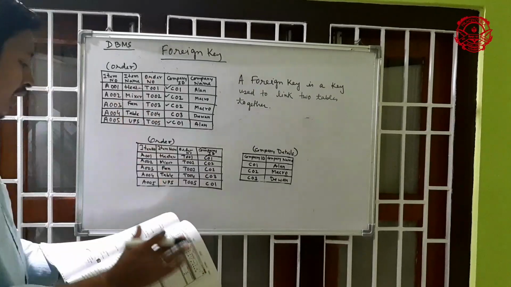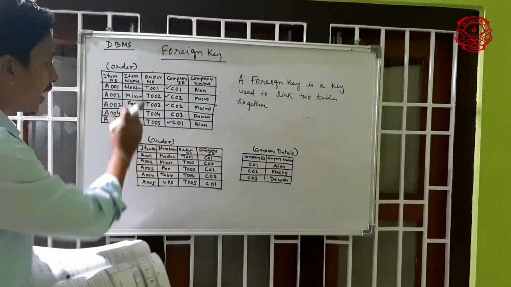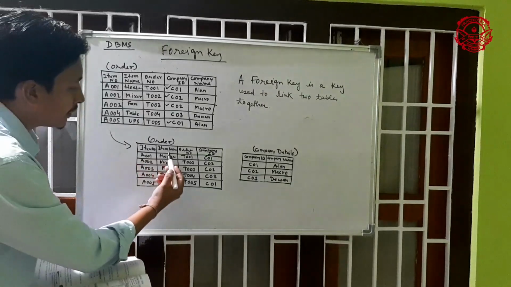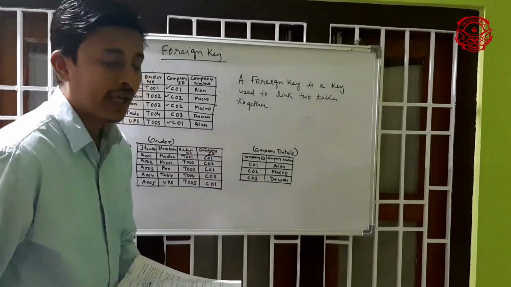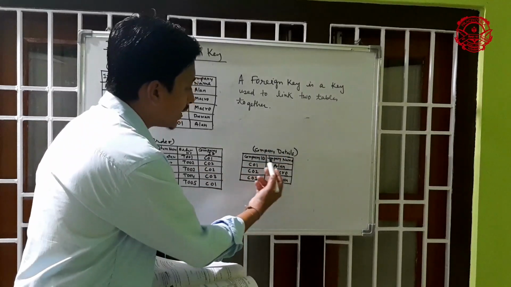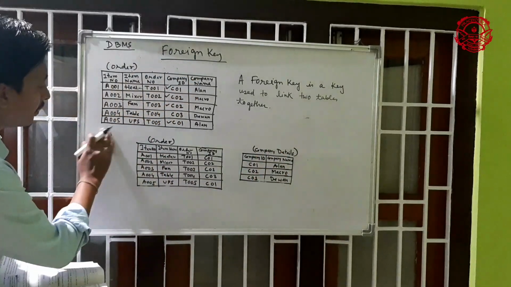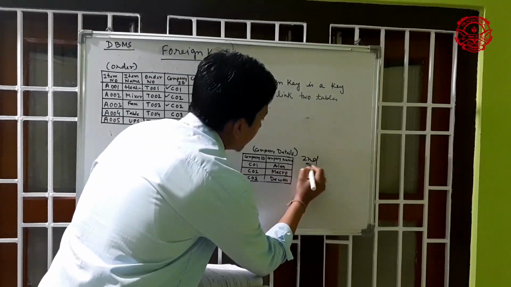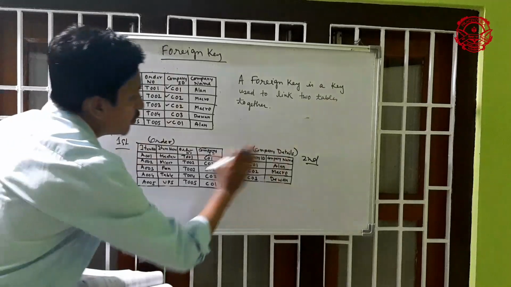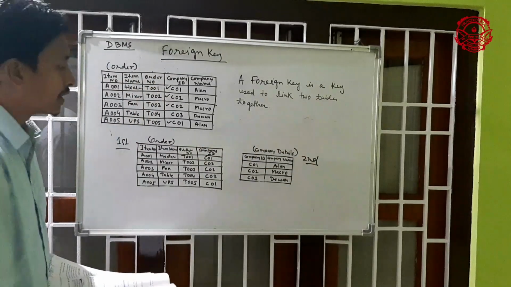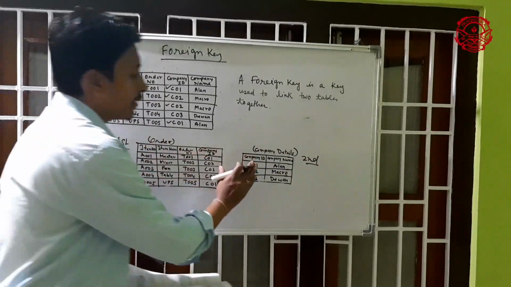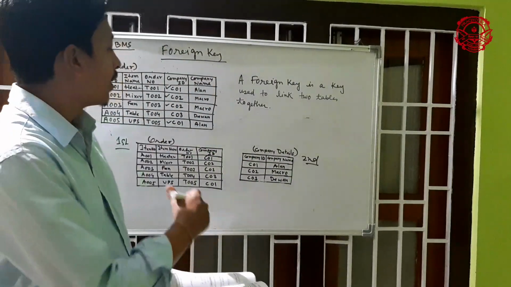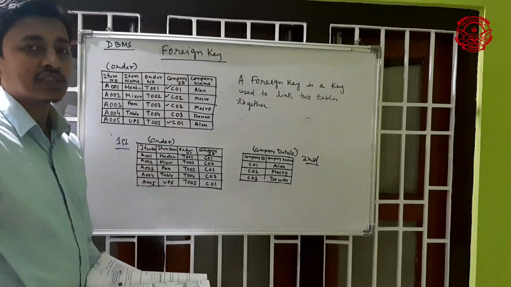The first table can contain item number, item name, order number and company ID, and the second table contains company ID and company name. Now this table is divided into two different tables. The first table contains these attributes and the second table contains these two attributes. In this way, we can avoid these repetitions.